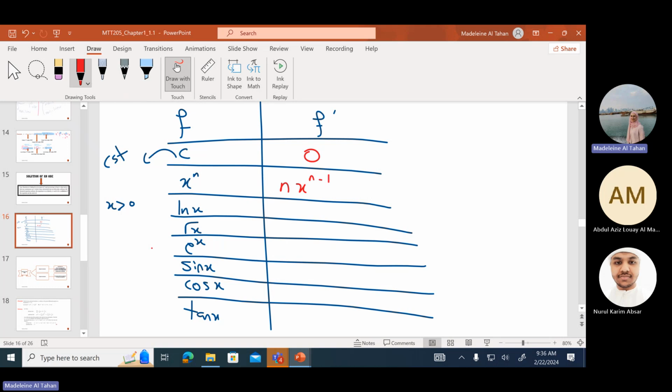And x. And minus 1, then x. E radical x. E power x. Take the same. Sine x. And cosine x.